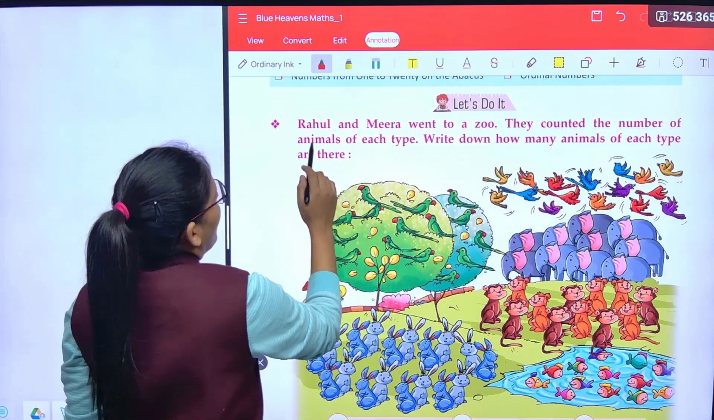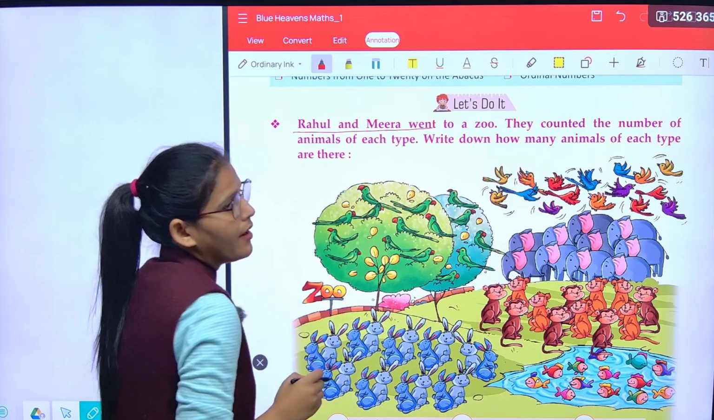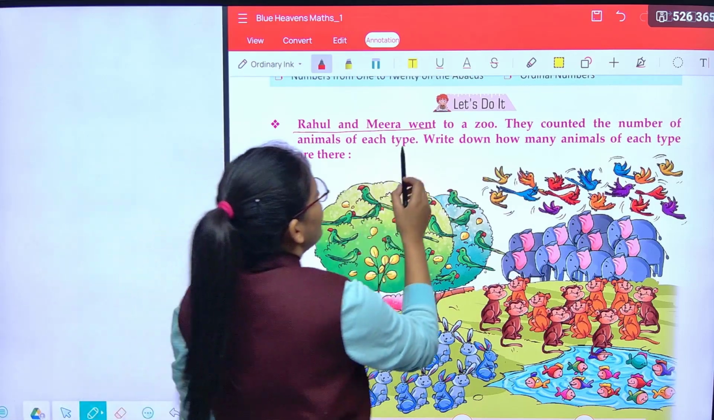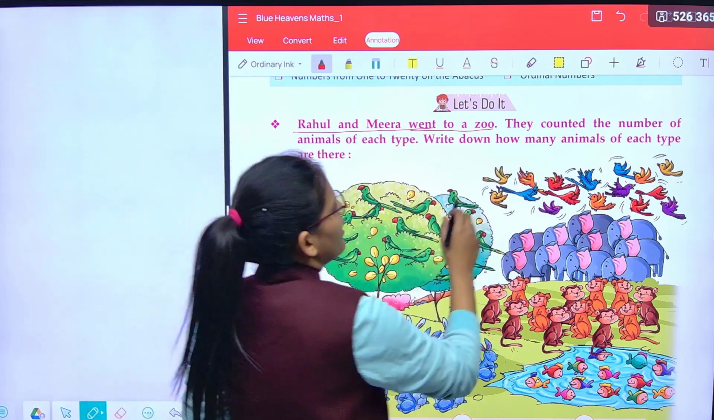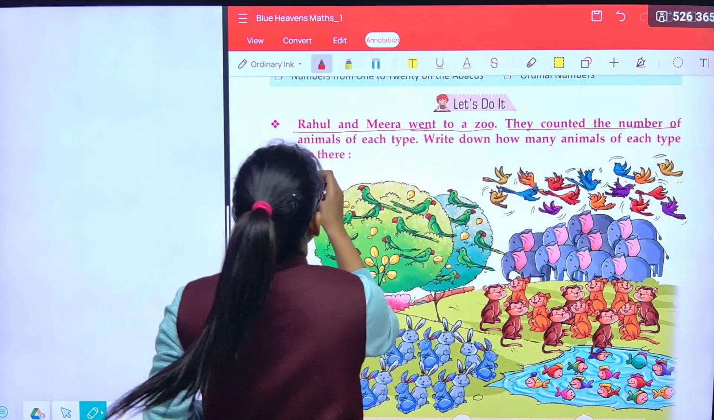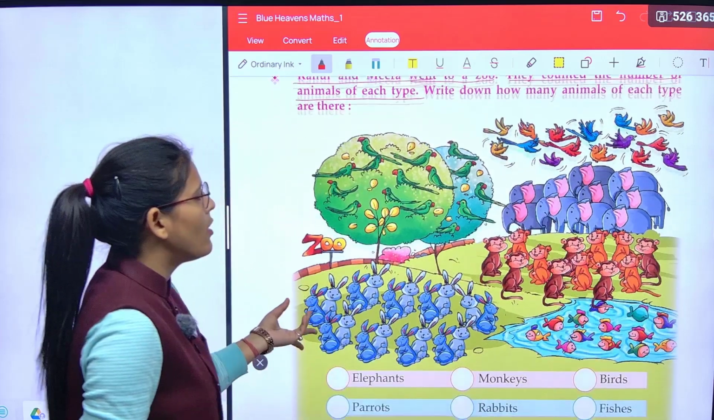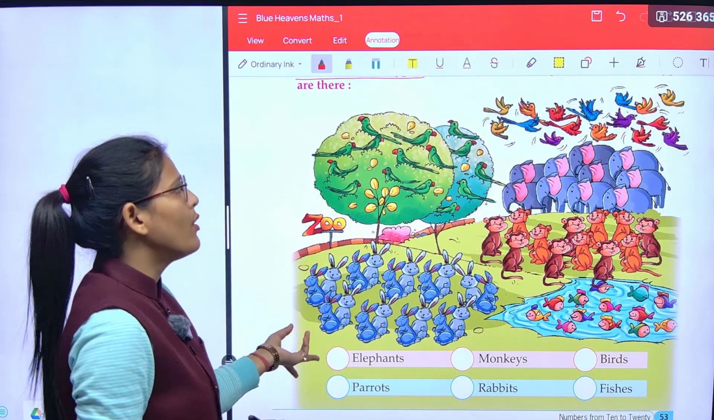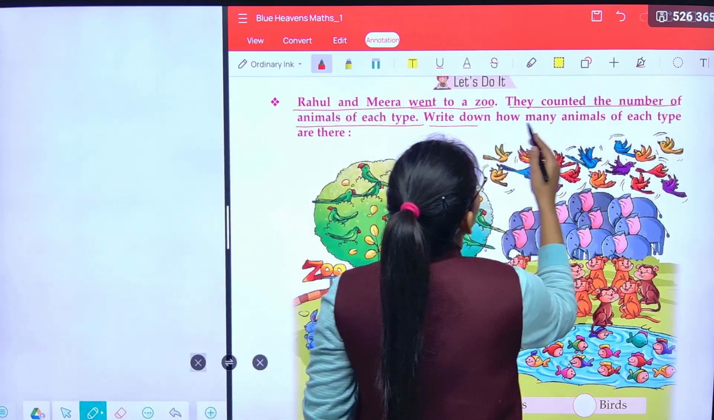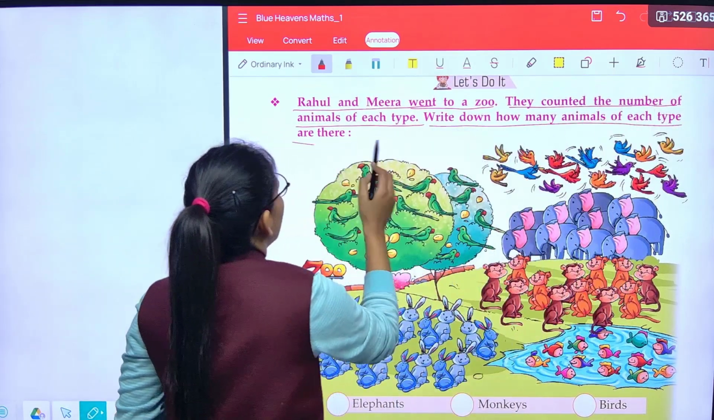Class, see Rahul and Meera. Rahul and Meera went to a zoo. Rahul and Meera कहाँ पर गए? Zoo में. They counted the number of animals of each type. Class वहां पर बहुत सारे animals हैं. उन्होंने वहां पर उन सभी animals को क्या किया? Count किया है. Okay. Write down how many animals of each type are there.